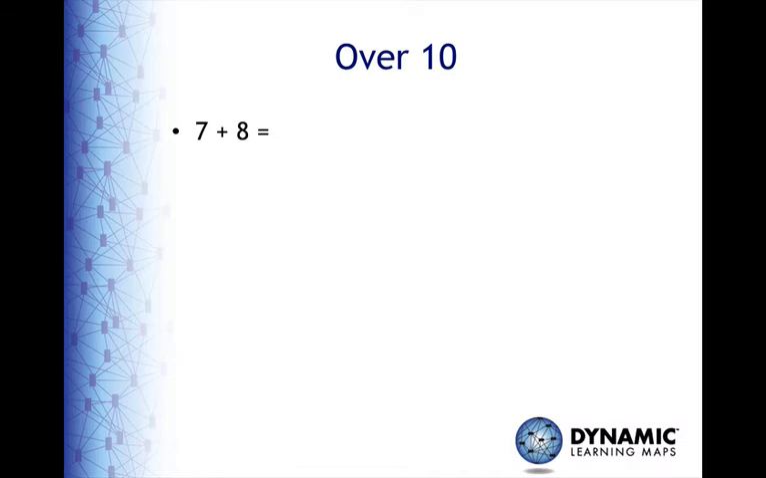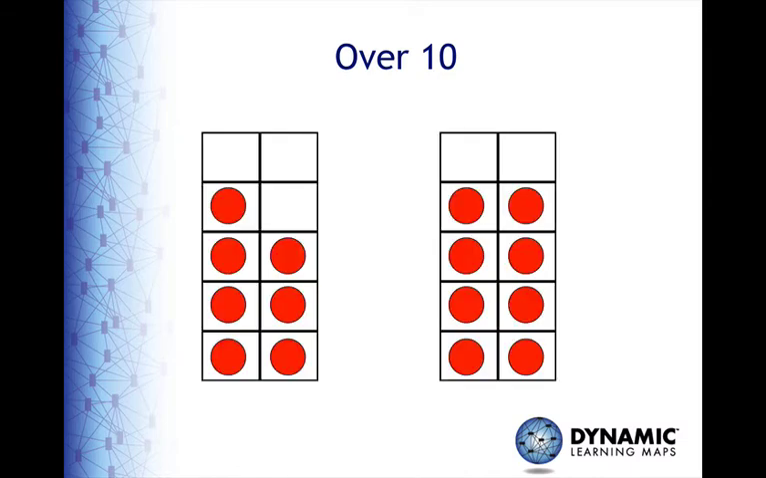Finally, another powerful strategy for students to learn is the over 10 strategy. To start, students may use 10 frames to create the visual change between numbers, but eventually they may be able to do this in their heads. For instance, for the equation 7 plus 8, we want to change the frames so that one of them has 10. So in this example, we are moving 2 red dots to the 8 frame. So 7 plus 8 equals 10 plus 5, which is 15.